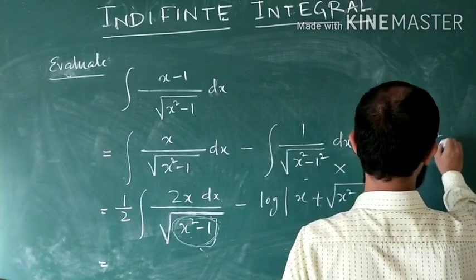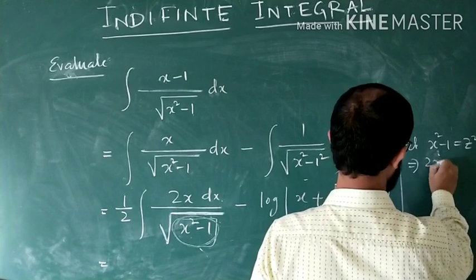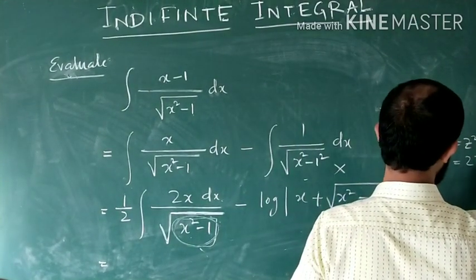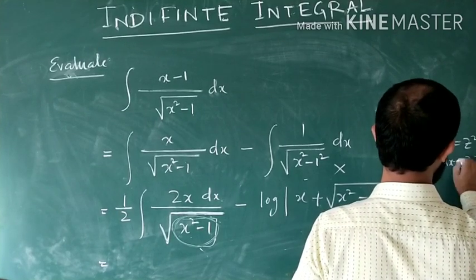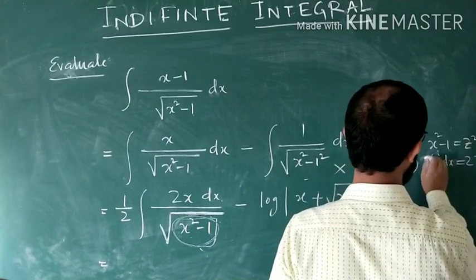x square minus 1 equal to what? z square. So x square का डेरिवेटिव क्या है? Twice x. 1 का डेरिवेटिव क्या है? 0. और z स्क्वायर का डेरिवेटिव क्या है? Twice z. इस साइड में dx मल्टीप्लाई होगा और इस साइड में dz मल्टीप्लाई. 2 कैंसिल करने का ज़रूरत नहीं, इसे रख दो.